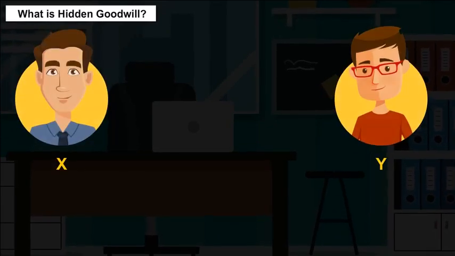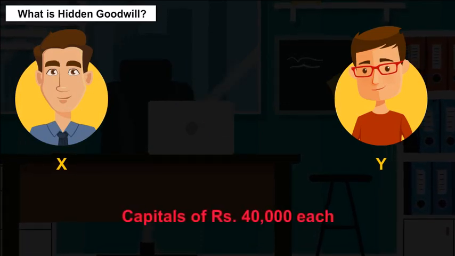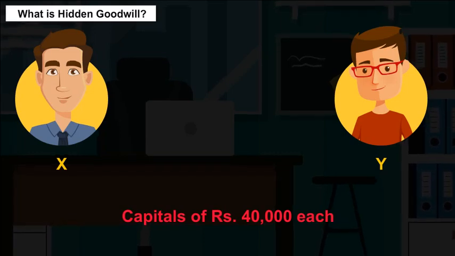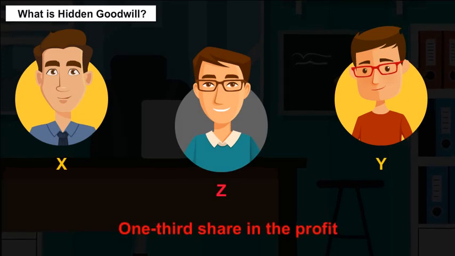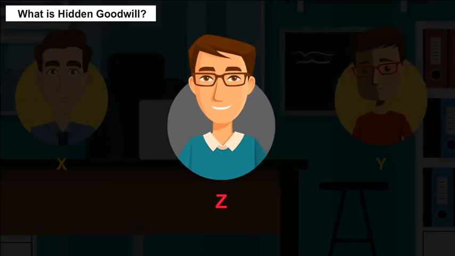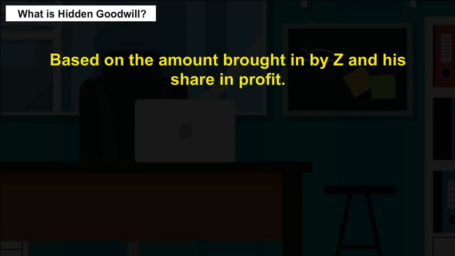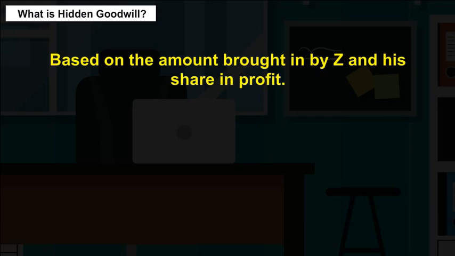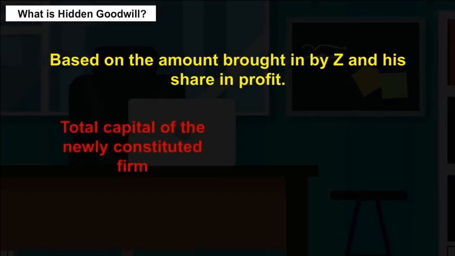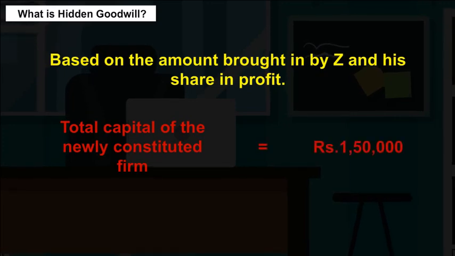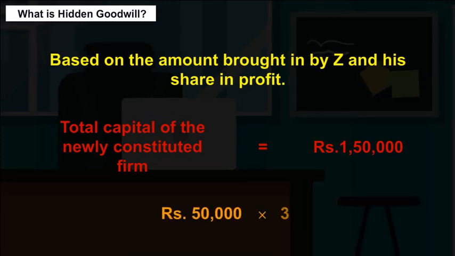X and Y are two partners sharing profits equally with capitals of rupees 40,000 each. They admitted Z as a new partner for a 1/3 share in the profit. Z brings in rupees 50,000 as his capital. Based on the amount brought in by Z and his share in profit, the total capital of the newly constituted firm works out to be 1,50,000 rupees, that is, rupees 50,000 multiplied by 3.